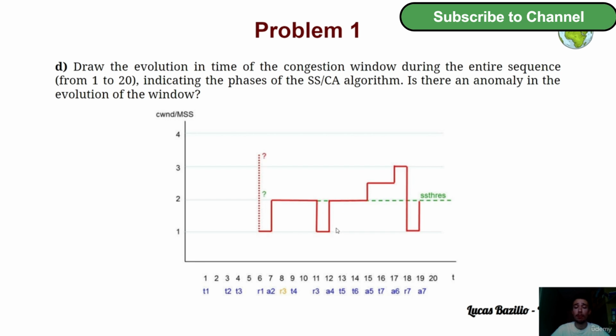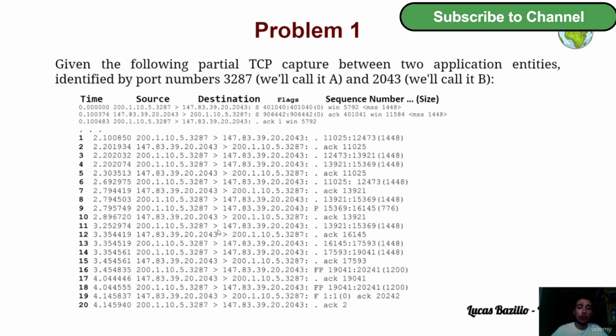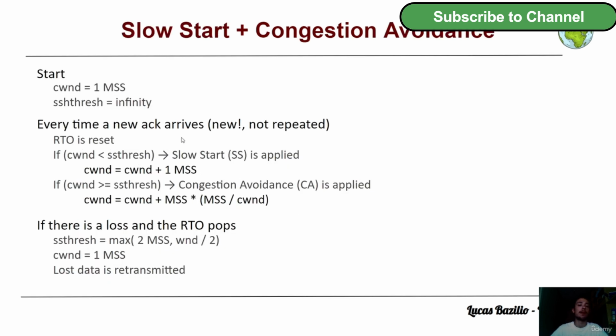And so now at this point, on the exchange 12, we have no new acknowledgements. On the 13, we don't have a new acknowledgement. 14, we don't have a new acknowledgement. But look here: on the exchange 15, we do have a new acknowledgement of this sequence number, right? 17,593. So since we have a new acknowledgement, we need to compute the body of the algorithm.